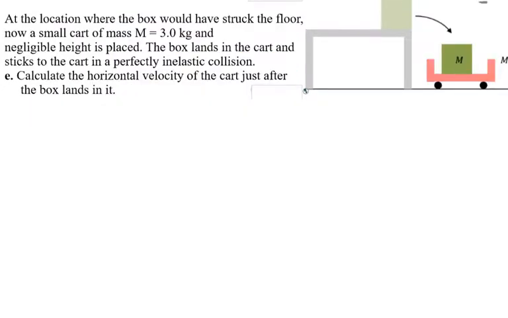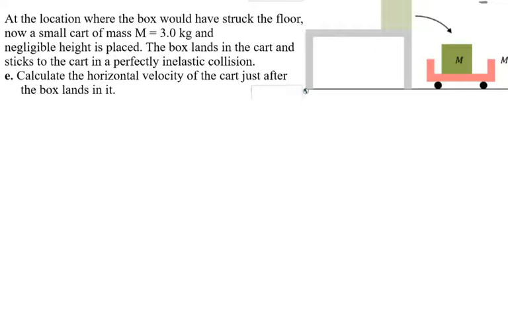Now they make it a little bit more complicated. They say that at the location where the box would have struck the floor, a small cart of mass 3 kilograms and negligible height is placed. The box lands in the cart and sticks to it in a perfectly inelastic collision. Calculate the horizontal velocity of the cart just after the box lands in it.